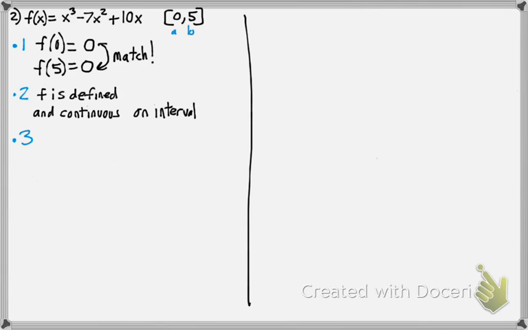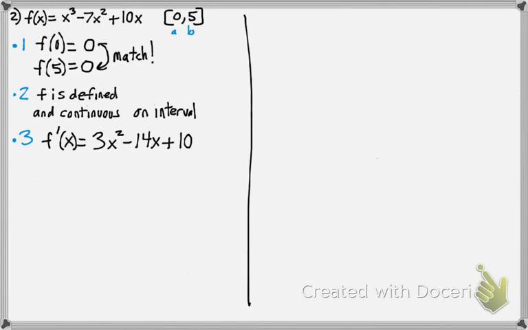The third step is that f is differentiable on the open interval. So we do need to take the derivative. So f prime is going to be equal to 3x squared minus 14x plus 10.